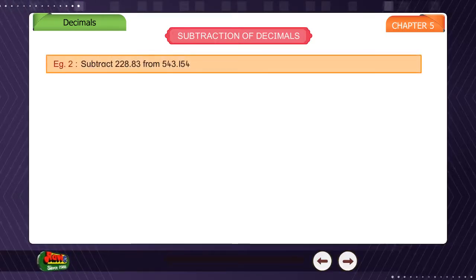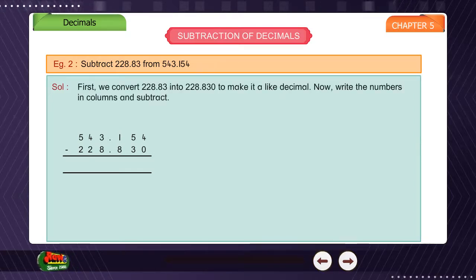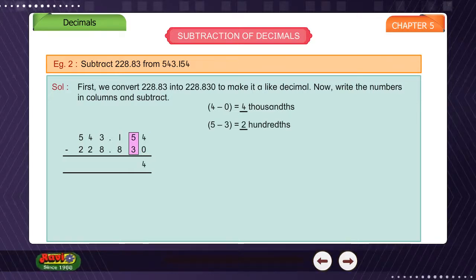Example 2. Subtract 228.83 from 543.154. Solution. First, we convert 228.83 into 228.830 to make it like decimals. Now, write the numbers in columns and subtract. 4 minus 0 is equal to 4 thousandths. 5 minus 3 is equal to 2 hundredths.